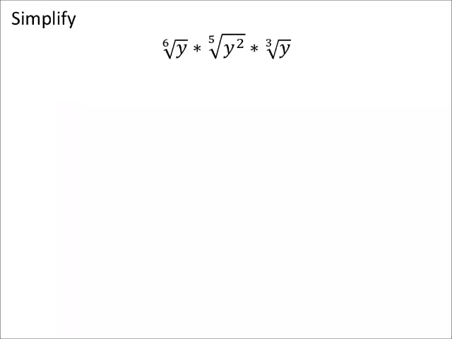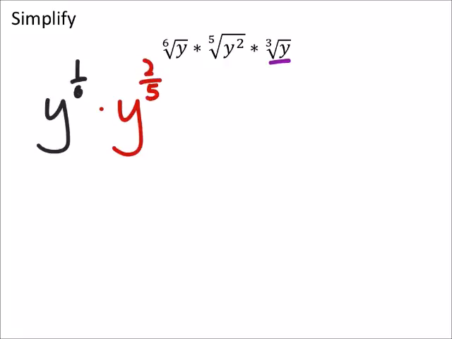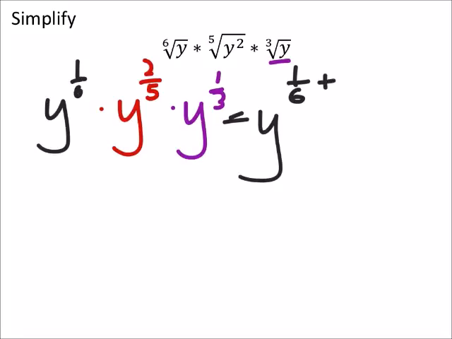So once again, I'm just going to look for rational exponents. So I've got y to the power of 1/6, that's that first term, times y to the power of 2/5. And then the third one would be y to the power of 1/3, which means really that I've got y to the power of that 1/6 plus the 2/5, and then plus that 1/3 as well.